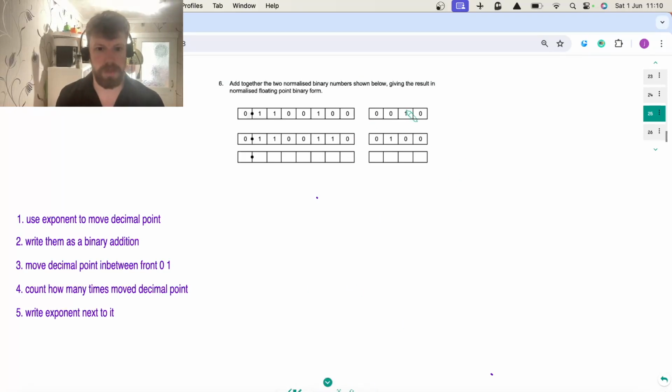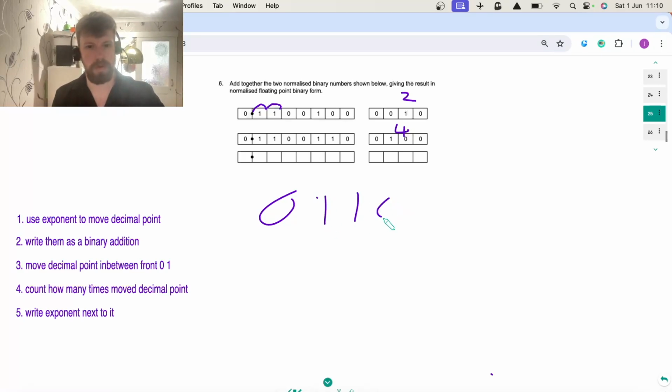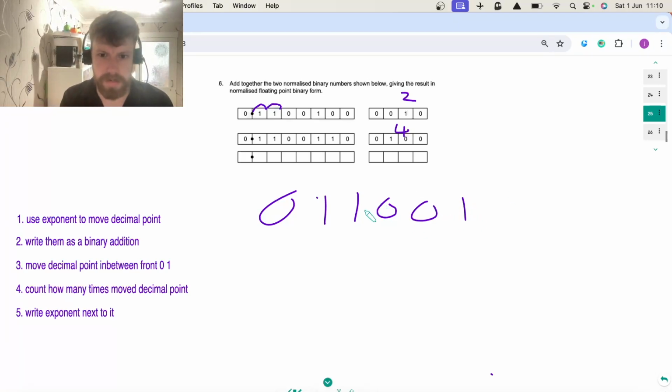So first of all, we just have to use the exponent to move the decimal point. So that's step 1. That's going to be 2 on that one, and that is going to be 4 on this one. So we go 1, 2, draw our number. Could put more zeros, but it's just going to be a waste of time. So the decimal point is here. And then we need to move this one 4 places. So that's going to be 1, 2, 3, 4.